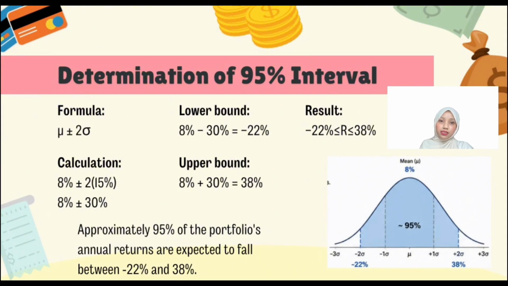So, compared to the 67% interval, the 95% interval covers a wider range of possible returns, giving investors a more comprehensive view of both potential gains and potential losses.